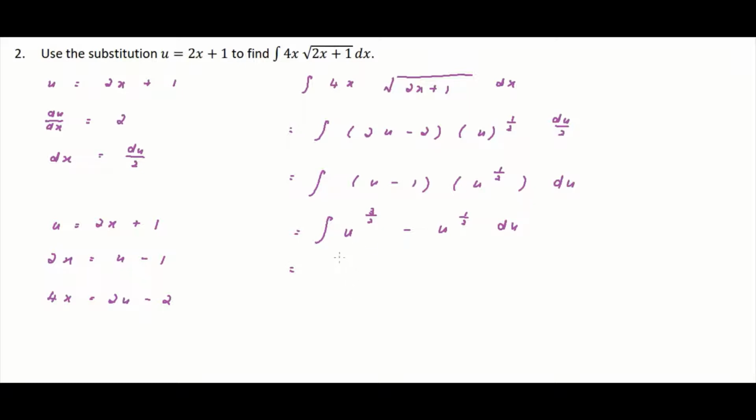So plus 1 and divide, then you get 2 over 5 u to the power of 5 over 2, and then minus 2 over 3 u to the power of 3 over 2, and don't forget plus c. Okay, so for now, you can try to substitute back into x. So what is our u? It is 2x plus 1. So 2x plus 1 to the power of 5 over 2 minus 2 over 3 times 2x plus 1 to the power of 3 over 2 plus c. Okay, so this is our last answer. Alright, so after that, let's move on to number 3.